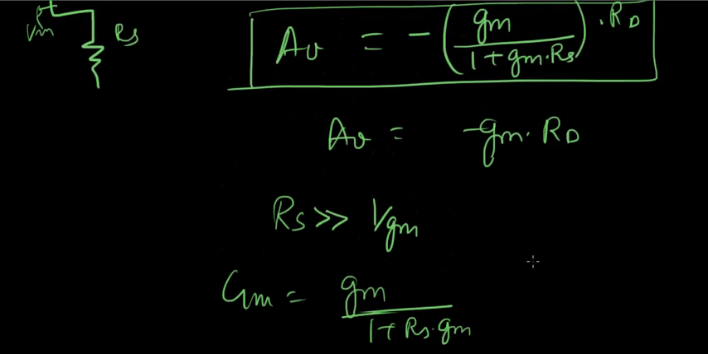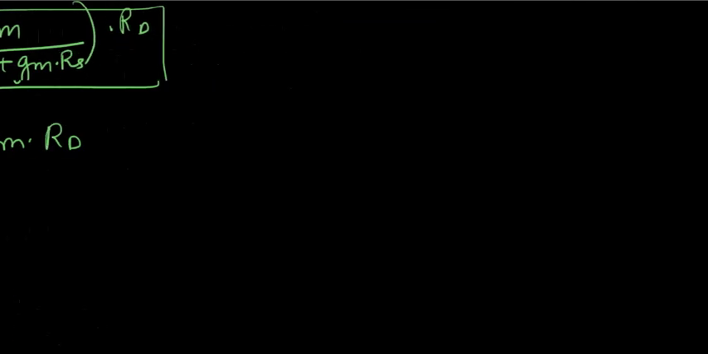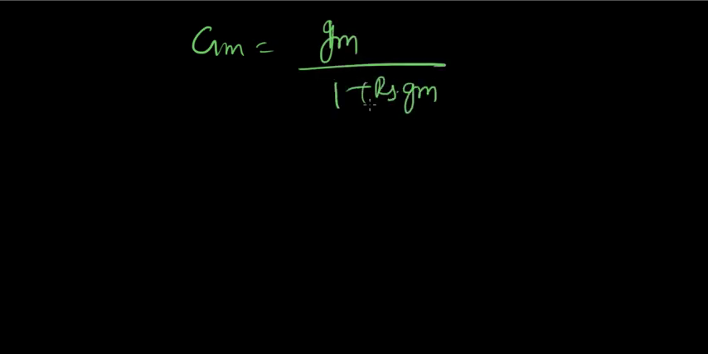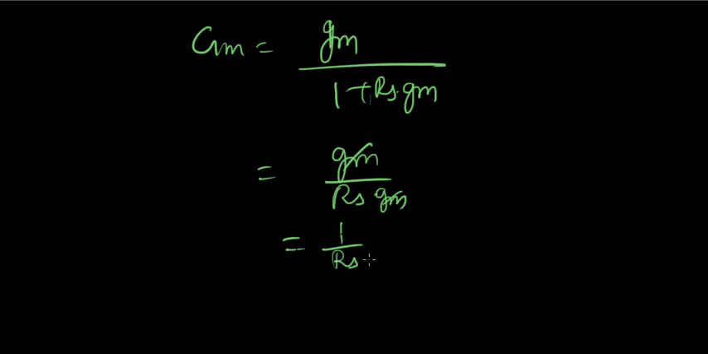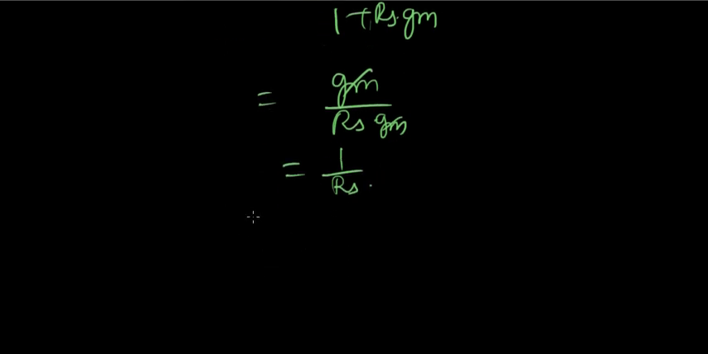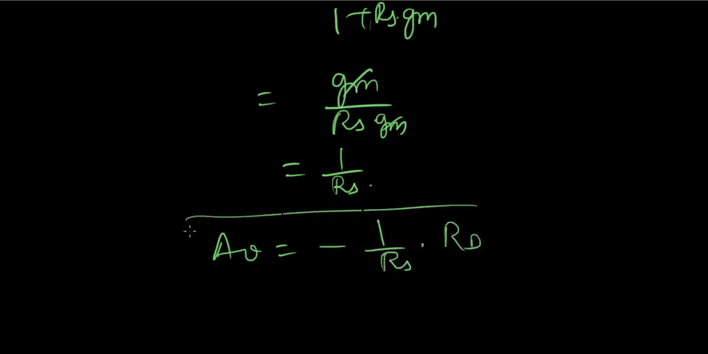I'm out of paper here. Let's go to the other side. Let me write that down for you again. Okay. GM equals GM over 1 plus RS times GM. So this is huge, so we can neglect 1 from there. So GM over RS GM, and this GM is gone, so it's 1 over RS. Voila! Just imagine what we have got now. You've got minus 1 over RS times RD. But of course this is an approximation.